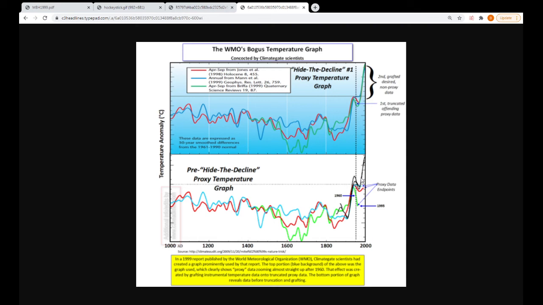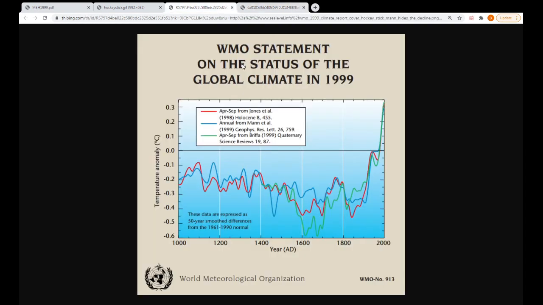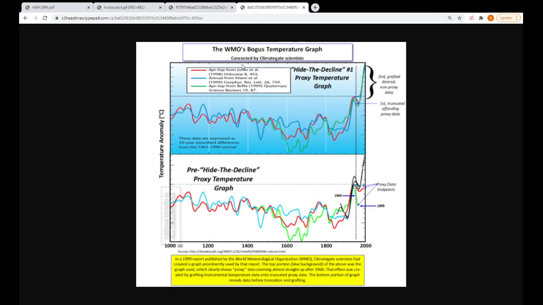And this is what is referred to, if you've ever heard the phrase, "hide the decline." That "hide the decline" is referring to the deletion of this green line's endpoint, as well as this red line's endpoint. In other words, data from Jones et al. 1998 and data from Briffa 1999 were deleted and replaced with the instrumental record. And then the modern instrumental record was also grafted onto Michael Mann's paper.